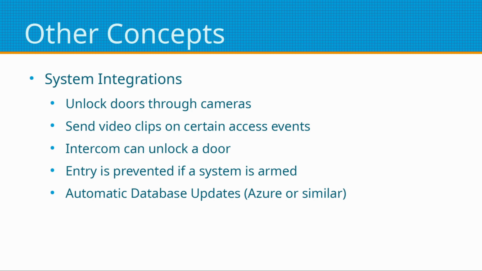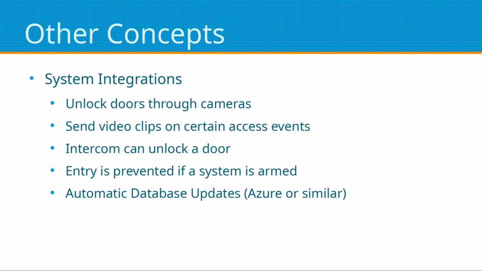Another one is sending a video clip on a certain access event. So if I have a person try to access a secure area that they don't have access to, maybe I'm going to quickly send a video clip to my guard force so they can take a look at it and see what's going on. We have the intercoms that can unlock a door. In the past, they typically had to be wired together, but now we can do that through the back end. And because we're able to do that through the software, I now have a log in my access control system that the intercom was used.